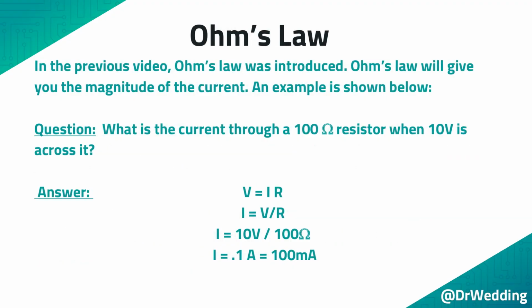In the previous video, Ohm's law was introduced. Ohm's law will give you the magnitude of the current. An example is shown below. Question: what is the current through a 100 ohm resistor when 10 volts is across it? To get the answer, write down Ohm's law. Next, isolate the variable you are trying to find. Plug in the values. And you will see that the answer is 0.1 amps, which is the same as 100 milliamps. This answer is correct for both conventional current flow and electron current flow.